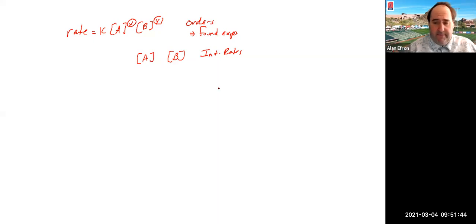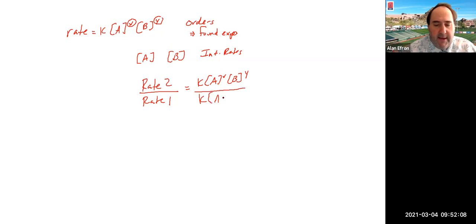We could do it a couple different ways, but most people opt for the mathematical approach. That's where we take that formula, the rate of 2 over the rate of 1 equals k A to the x and B to the y, over k A to the x and B to the y. As we saw last time, it's not necessarily that you go to the table and just take the first and second entry.